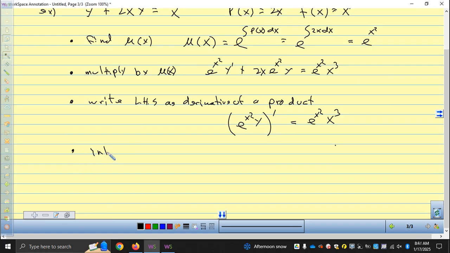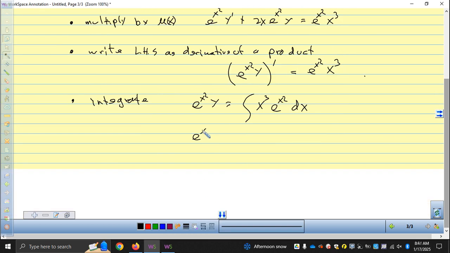Now we integrate. When we integrate e to the x squared y prime, we get e to the x squared y equals the integral of x to the third e to the x squared dx. Well, this is going to be an integration by parts, x to the third e to the x squared. That's similar to the one we did yesterday for an integral of the day. So e to the x squared y equals, when we integrate this, I get 1/2 x squared e to the x squared minus 1/2 e to the x squared plus c.